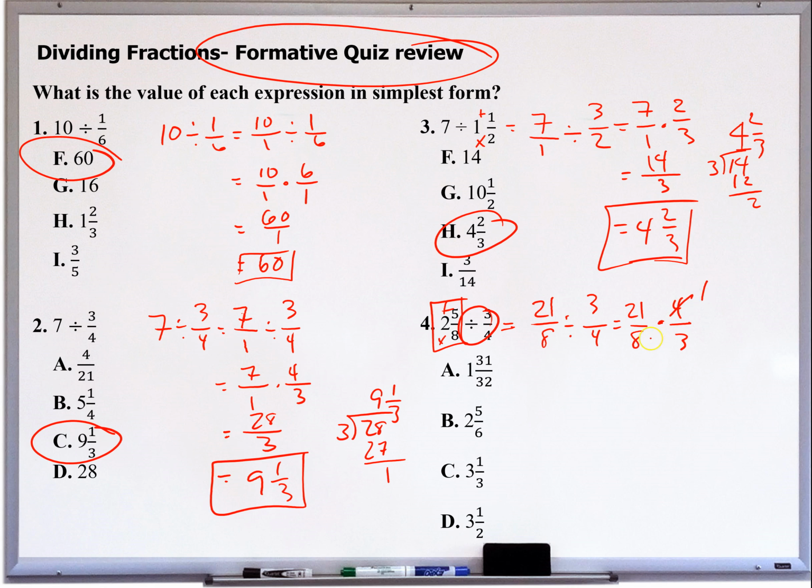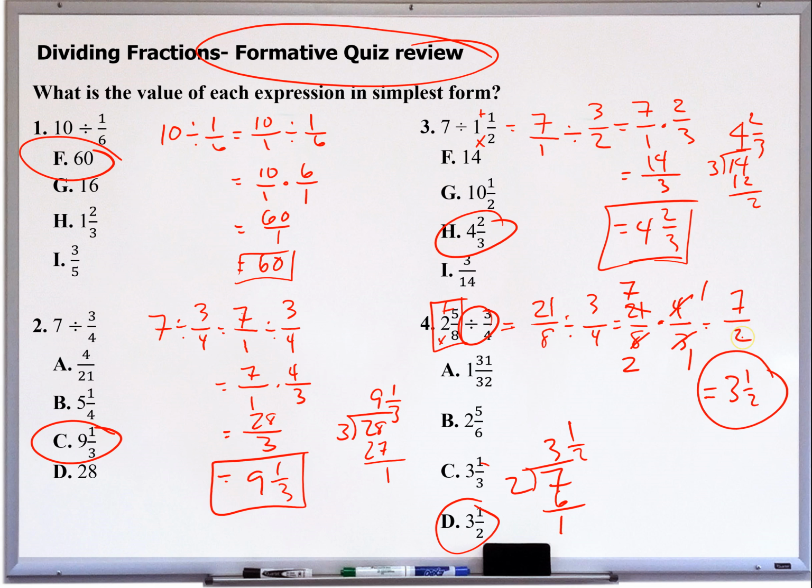4 divided by 4 is 1. 8 divided by 4 is 2. 3 divided by 3 is 1. 21 divided by 3 is 7. That gives me 7/2. And I'll come down here, top in, bottom out, 3 and 1/2. So again, if you can multiply fractions, you should be able to divide them.